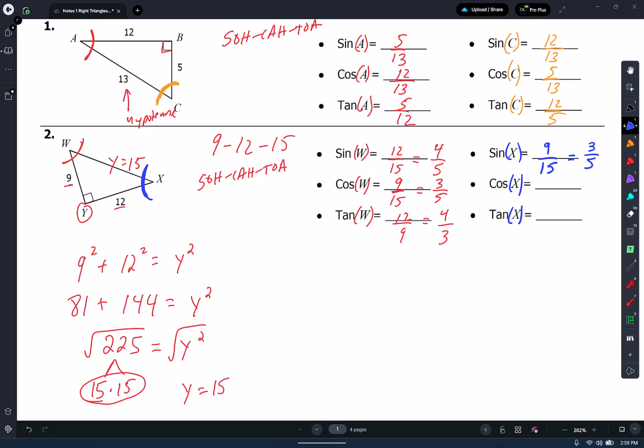Cosine X. What am I going to write? 12 over 15. 3 goes into 12 how many times? And then 15, 5 times. And then finally, tan X. So what am I going to write? And that reduces to? There you go.